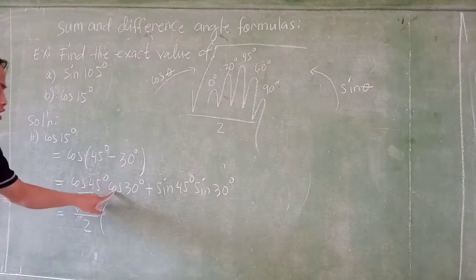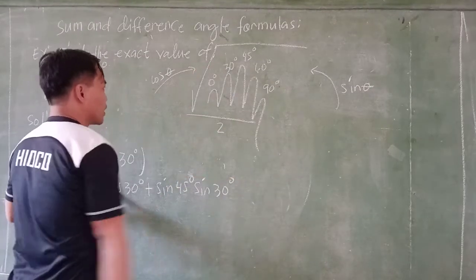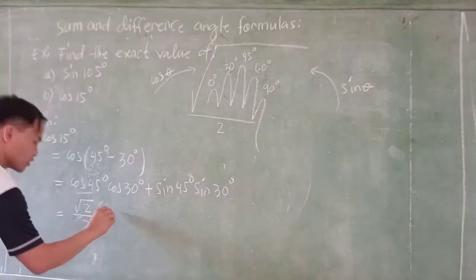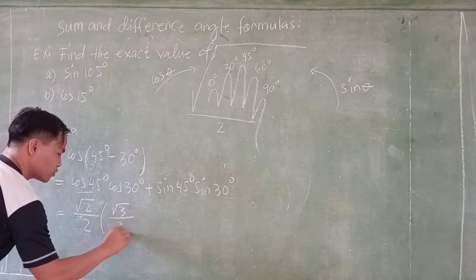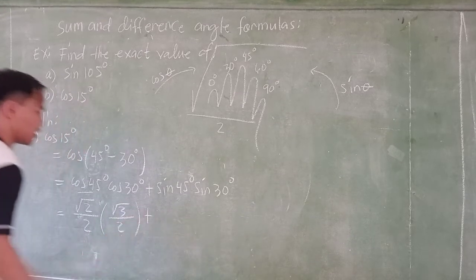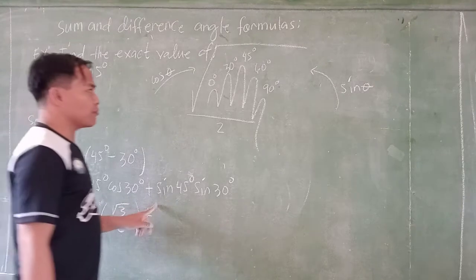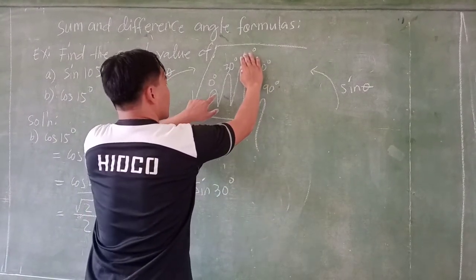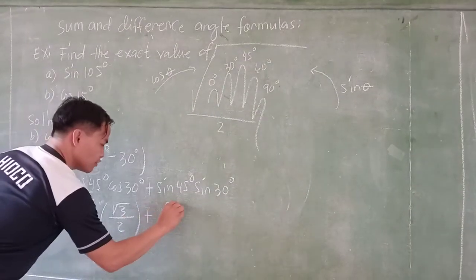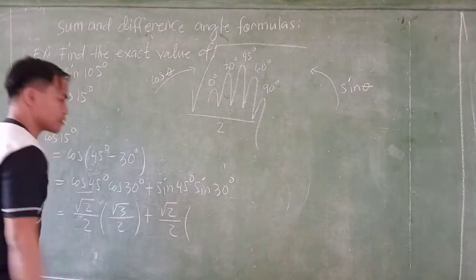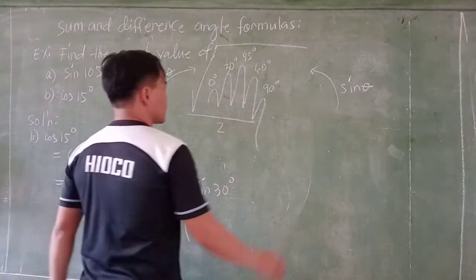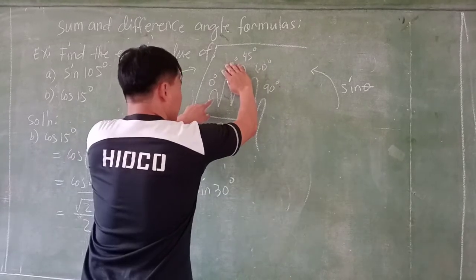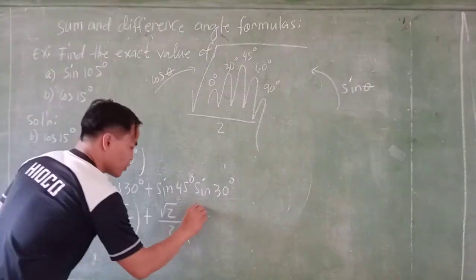Multiplied by cos of 30. For cos of 30, we count down: 0, 30, the remaining is 1, 2, 3. So, we have square root of 3 over 2 plus sine of 45. For sine we count up: 90, 60, 45, the remaining is 1, 2. So we have square root of 2 over 2 times sine of 30. 90, 60, 45, 30, the remaining is 1. Square root of 1 is 1. So we have here 1/2.